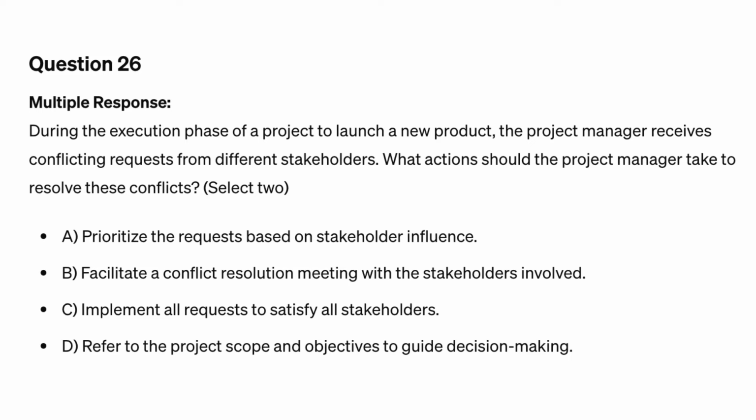Question 26. During the execution phase of a project to launch a new product, the project manager receives conflicting requests from different stakeholders. What actions should the project manager take to resolve these conflicts? Select 2. A. Prioritize the request based on stakeholder influence. B. Facilitate a conflict resolution meeting with the stakeholders involved. C. Implement all requests to satisfy all stakeholders. D. Refer to the project scope and objectives to guide decision making.